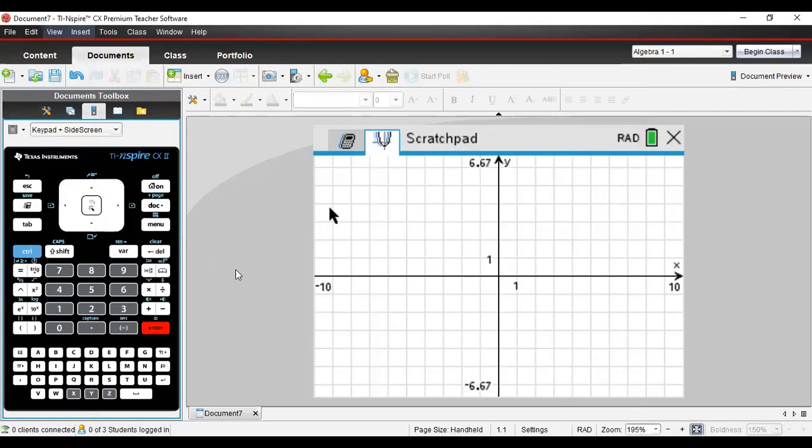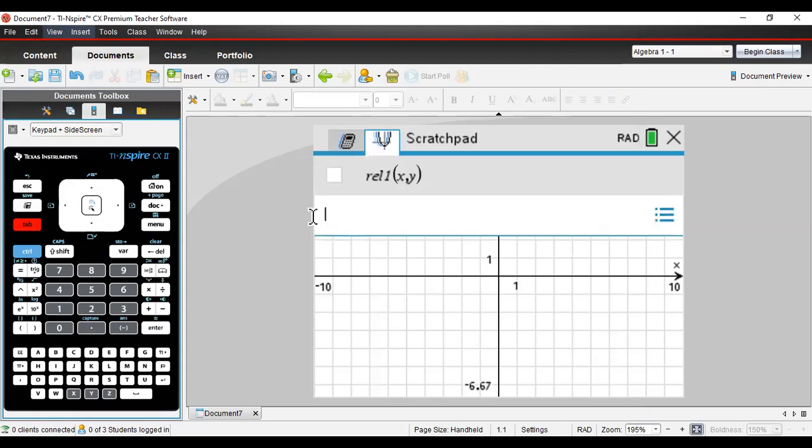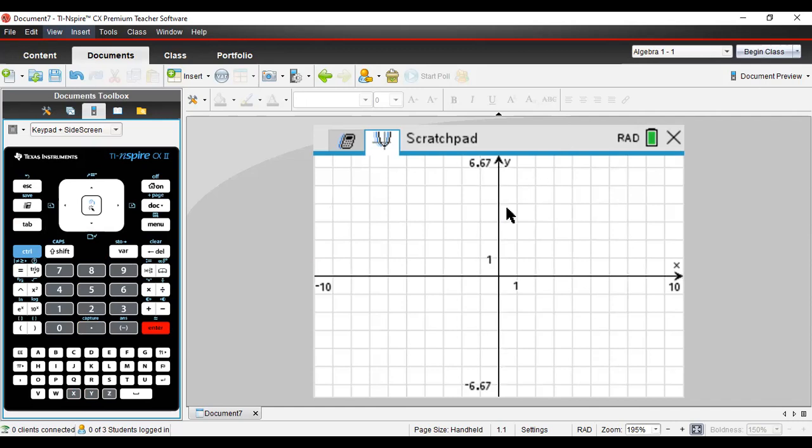Right here. So if we press tab, it's already in relation mode, which is what we need. So we're going to go 4x plus 2y equals 325.94. Now, when you press enter, it doesn't show up on the screen, but that doesn't mean it's not there.